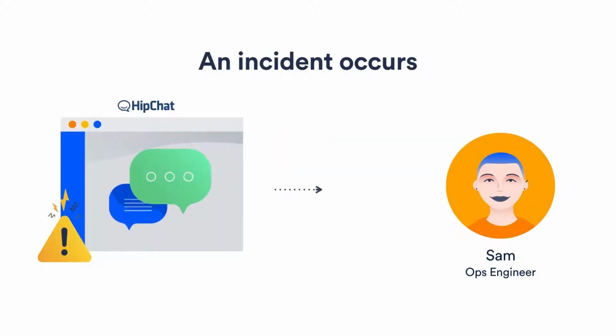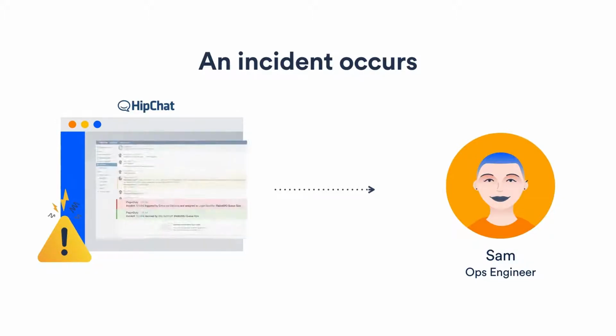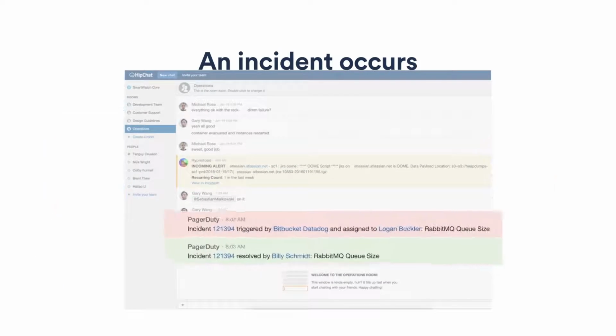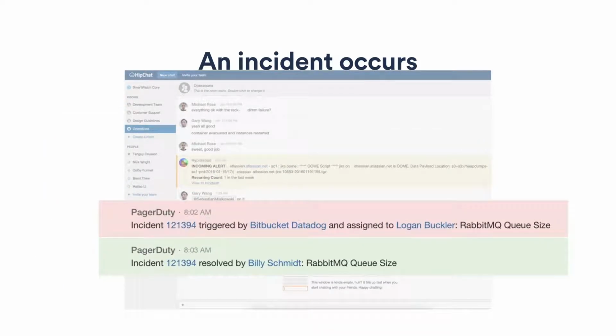So now meet Sam, our Ops engineer. He's in charge of supporting the live Teams in Space app. Sam heads into work one morning and starts catching up on things that happened while he was out. Shortly after his first cup of coffee, notifications start rolling in. Something is wrong with the application cluster supporting the Teams in Space app. In this case, PagerDuty pings the HipChat room.